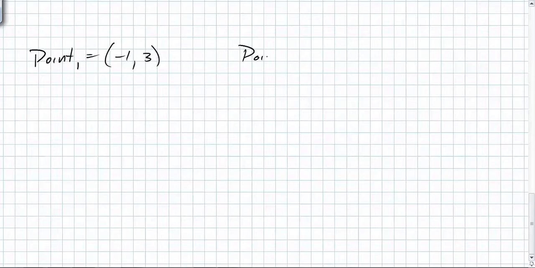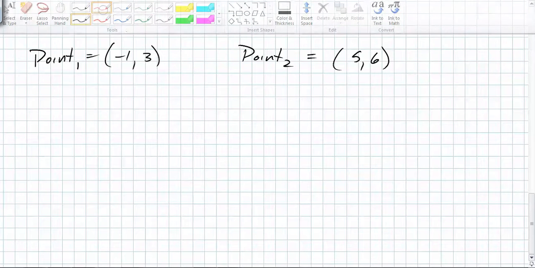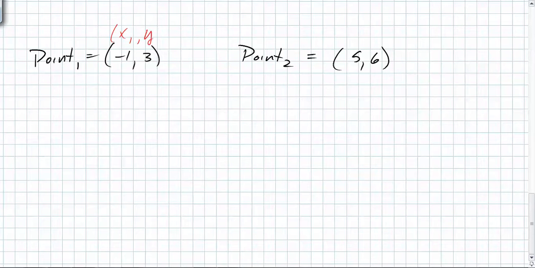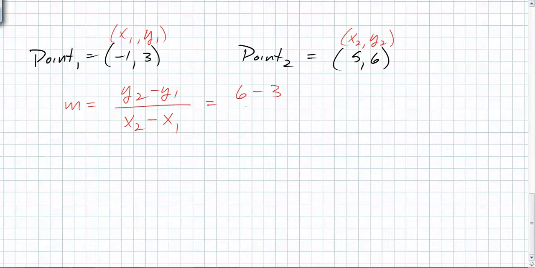And let's say point 2 is 5, 6. So let's find the slope. Let's call this one right here x1, y1, and we'll call this one x2, y2. And remember that slope is y2 minus y1 over x2 minus x1. So we're going to have 6 minus 3 over 5 minus -1.